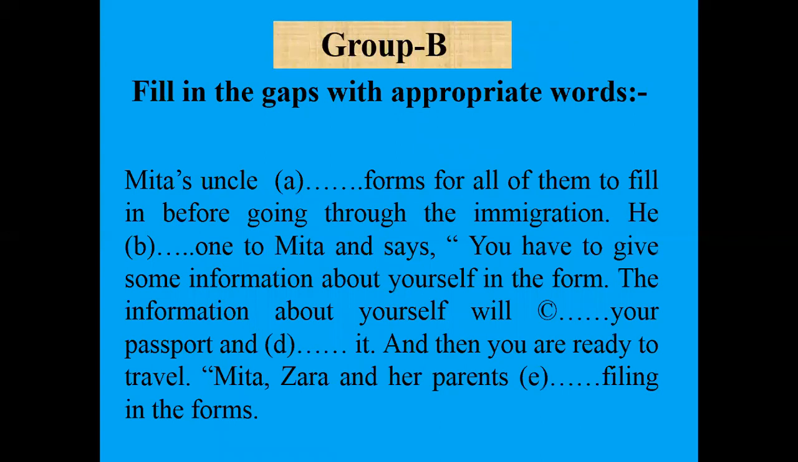Dear learners of group B, you have to fill in the gaps with appropriate words. Question: Uncle A dash forms for all of them to fill in before going through the immigration. He B dash one to Mita and says you have to give some information about yourself in the form. The information about yourself will C dash your passport and D dash it. And then you are ready to travel. Mita, Zara and her parents E dash filling in the forms.